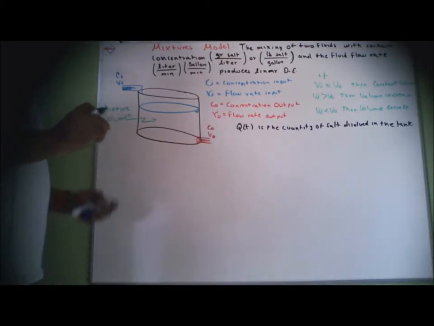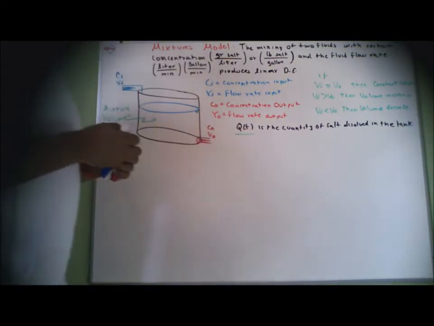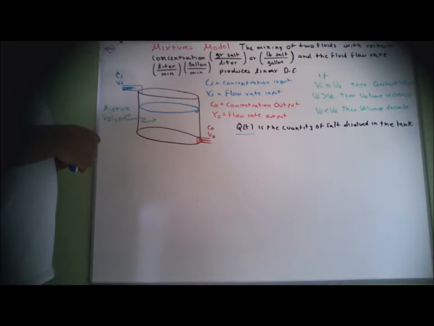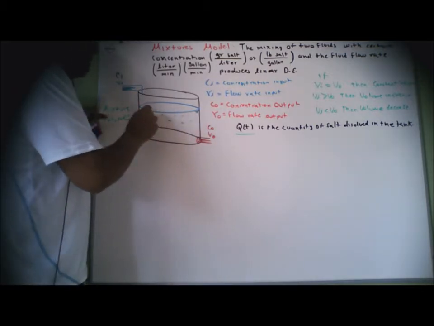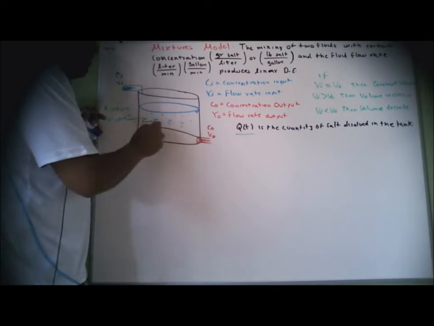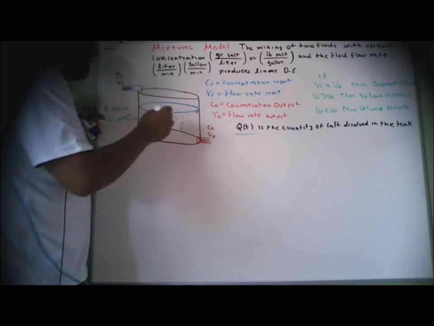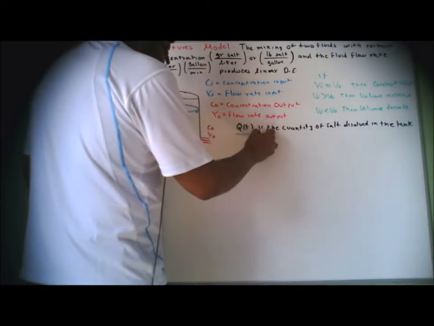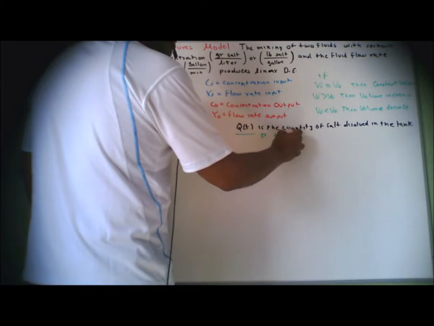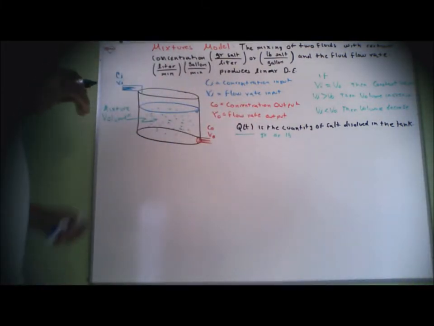Now let me tell you what Q of T is. Q of T is the quantity of salt dissolved in the tank. So that is how many grams of salt is dissolved here, or how many grams of sugar is dissolved here. So Q of T is measured either in grams or in pounds. That is the quantity of the material.